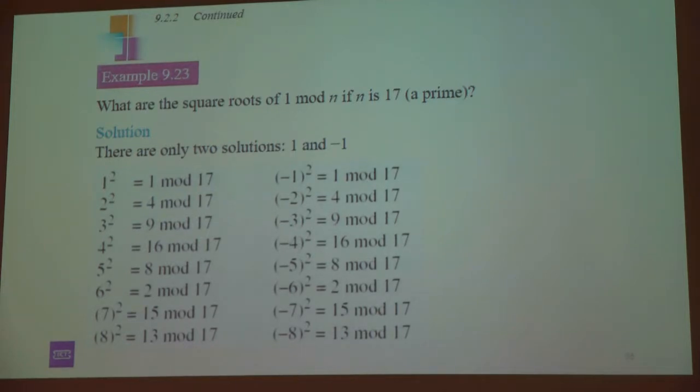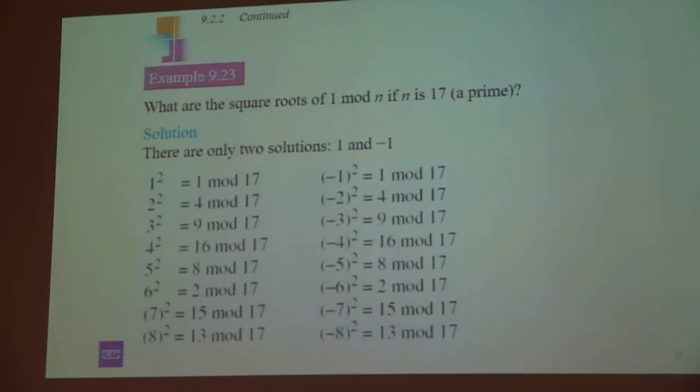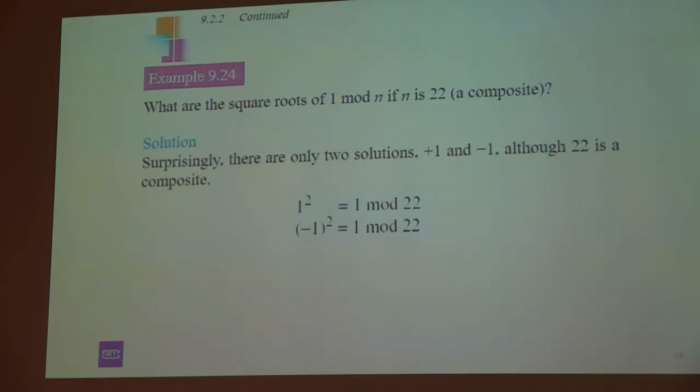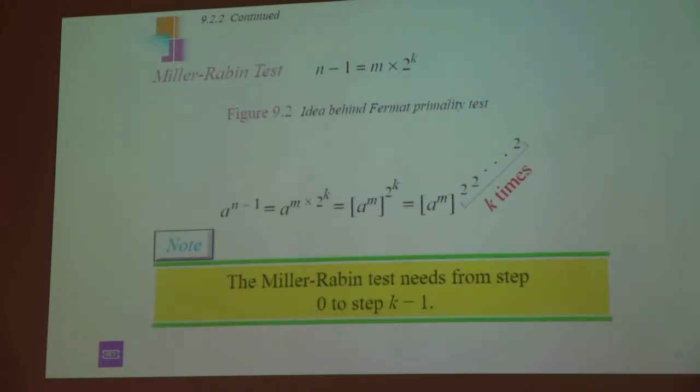What are the square roots of 1 mod n if n is 17? You do the same process we did there, and you see 1 value for 1 and 1 value for the minus 1, then it's upright. Another example. So this is the second one.